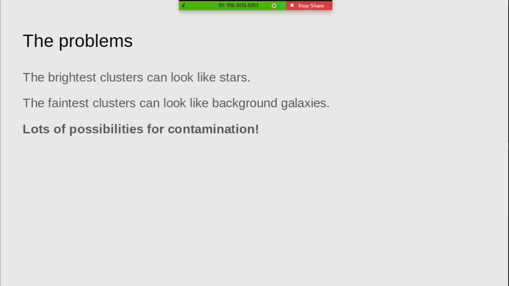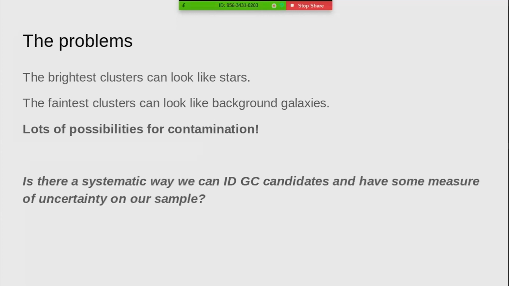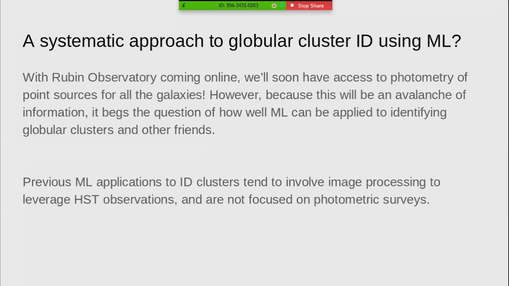So the problem with identifying these things ultimately comes with contamination, where the brightest clusters look like stars and the faintest clusters can look like background galaxies. So the question is, how can we identify these and have some measure of uncertainty on our total sample? And that's where we're thinking, okay, what about machine learning algorithms?